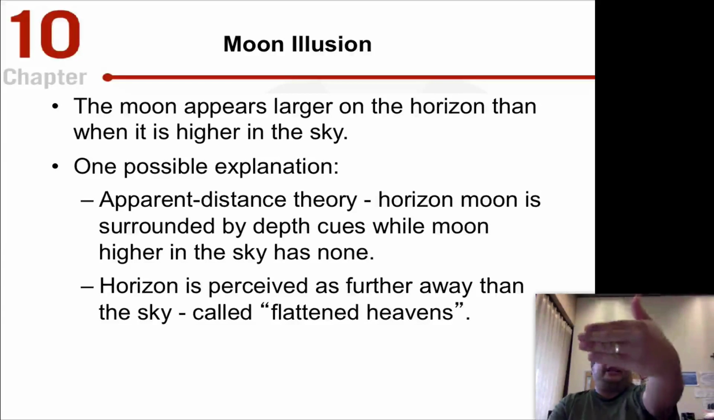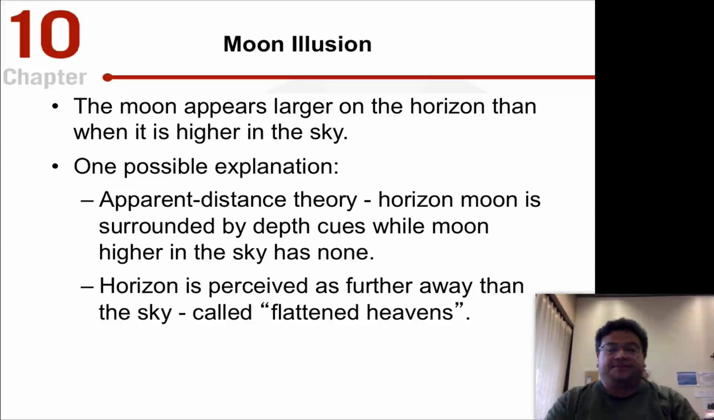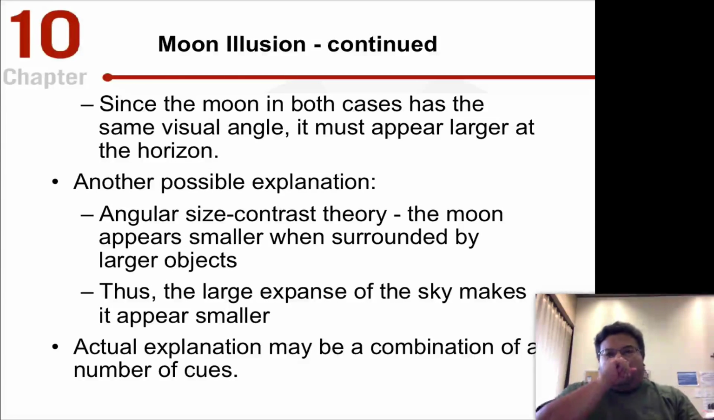So since we have a scale of distance when it's closer to the horizon, and then the moon goes up and appears in the sky, we really don't know how far away that moon is, and we can't judge its size relative to anything else. The moon has the same visual angle in both cases. The moon doesn't actually go further or back or shrink. It has the same visual angle, so it has to appear larger at the horizon.